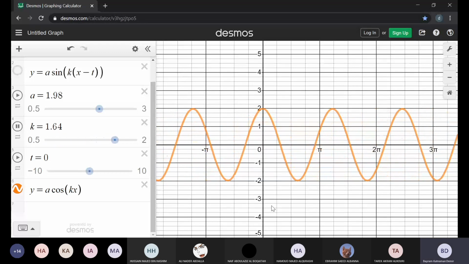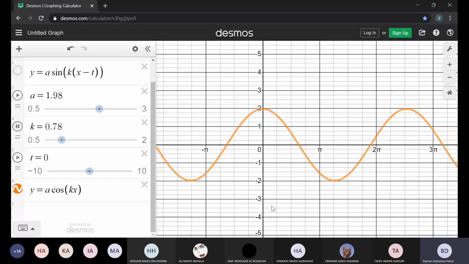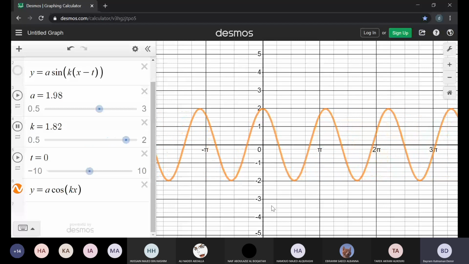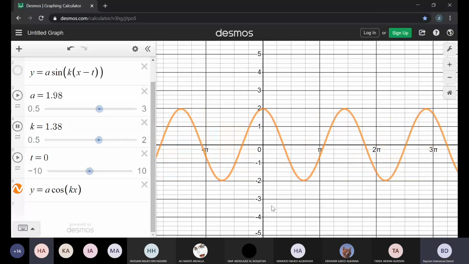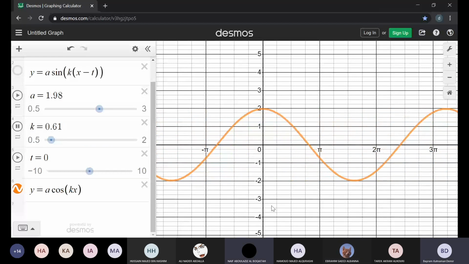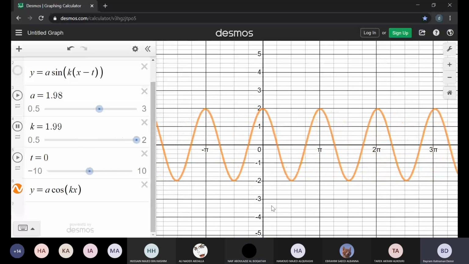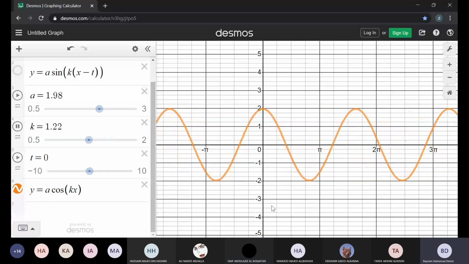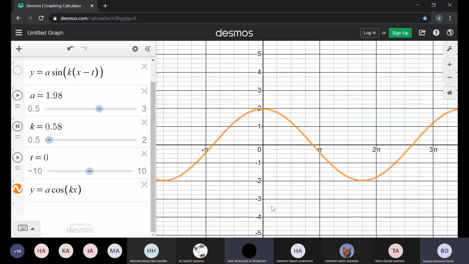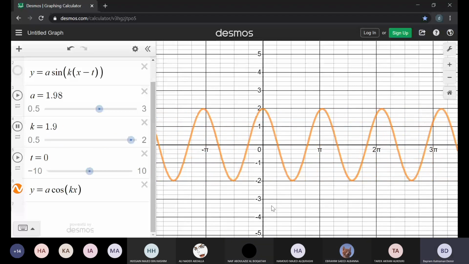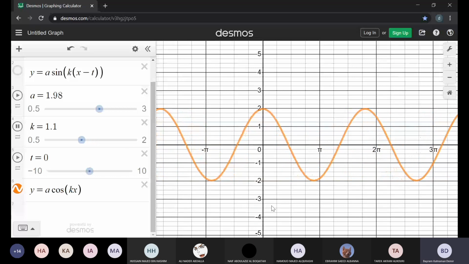So what is happening if k is getting bigger, Shabab? If k is bigger than 1, what is happening? It will shrink. Horizontal shrinking. But if k is less than 1, what's happening? Horizontal stretch. Okay. Horizontal stretching. All right. That is what happens to a picture, Shabab.